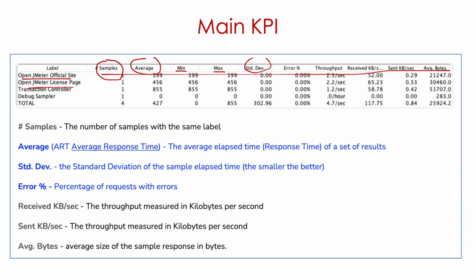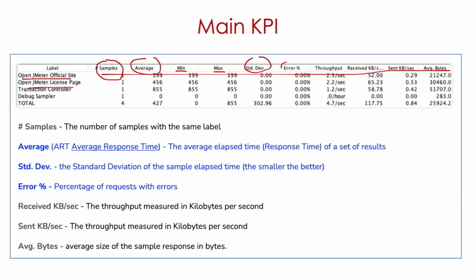STD deviation. Yeah, that's standard deviation of the sample elapsed time. Standard deviation measures how the response times are spread out around the average response time. A small standard deviation means that the response times of all the requests are close to each other, which leads us to understand that the smaller the standard deviation value, the closer the response times are, and the more consistent the transaction is, the more stable the application tested.